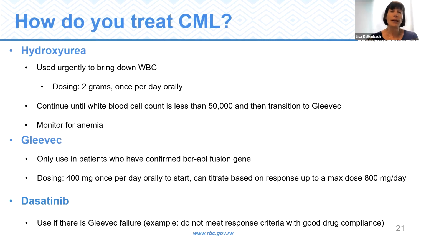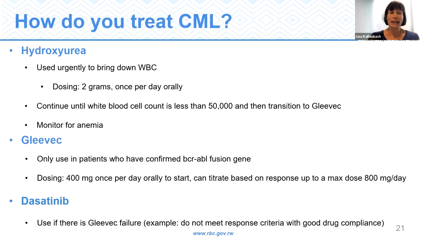So when you urgently have a patient with a very elevated white count, we urgently have to bring that down. And we use hydroxyurea to do this. And typically we use doses up to 2 grams once a day orally. And we continue that until the white blood cell count is under 50,000. And then you can transition to Gleevec or imatinib. And the important thing here is to monitor for anemia and other cytopenias, because hydroxyurea will drop many of the blood counts.